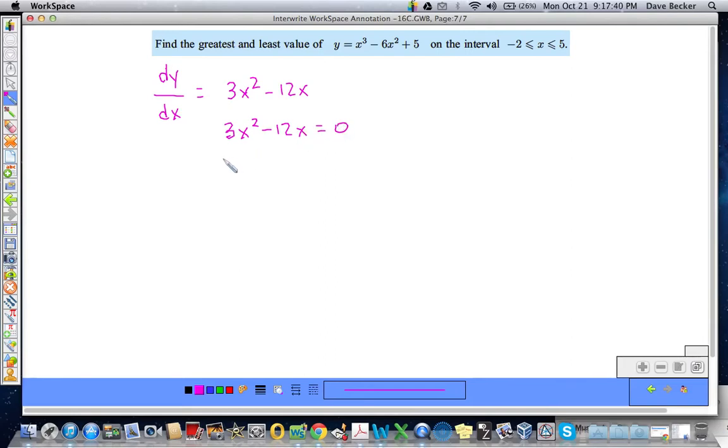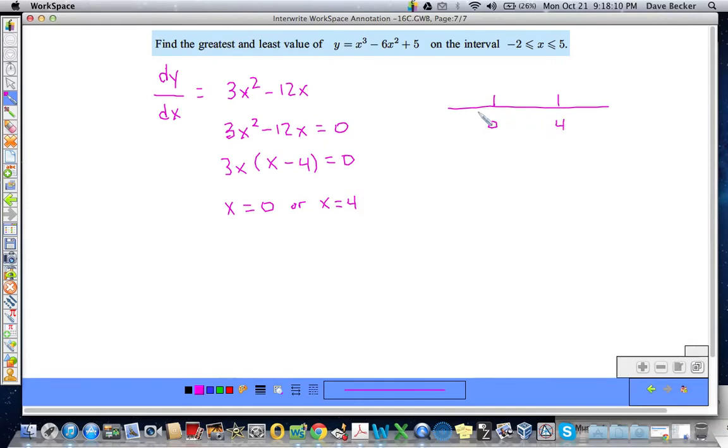So I factor out a 3x, and that would be x minus 4 equal to 0. And so that gives me x equal to 0 or x equal to 4. There are no restrictions on the domain. 0 and 4 are in the domain from -2 to 5, and so those are my only critical points. So we have 0 and we have 4.